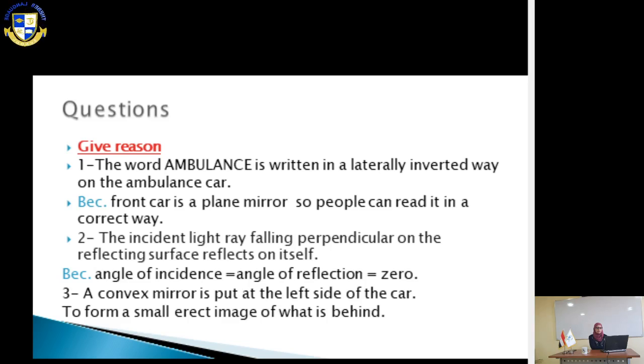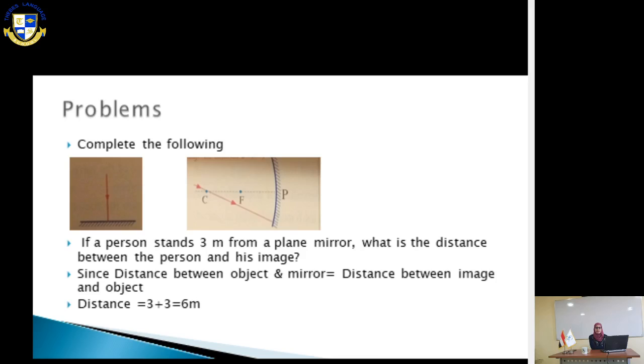Questions. Give reason. Here we can see the word ambulance is written in a laterally inverted way. Why? Give reason. Because the front of the car is a plane mirror, so people can read it in a correct way. 2. The incident light ray falling perpendicular on the reflecting surface is reflected on itself, because angle of incidence equals angle of reflection equals 0. 3. A convex mirror is put at the left side of the mirror to form a small erect image of what is behind. Slide number 28. Complete the following.